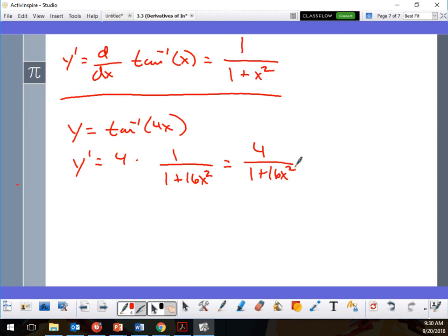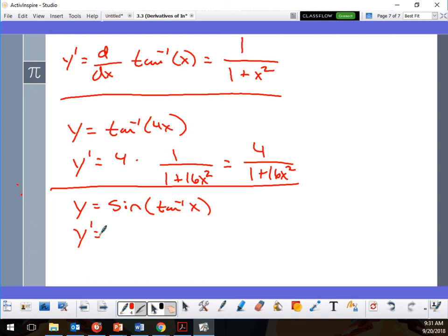So this next one is going to be sine of inverse tangent x. Do the chain rule. Okay, y prime equals 1 over 1 plus x squared times the derivative of the outside, which would be cosine of that, inverse tan of x. Right? And all I do is put that in front, right? Yeah. On top. It's not bad, right? No.